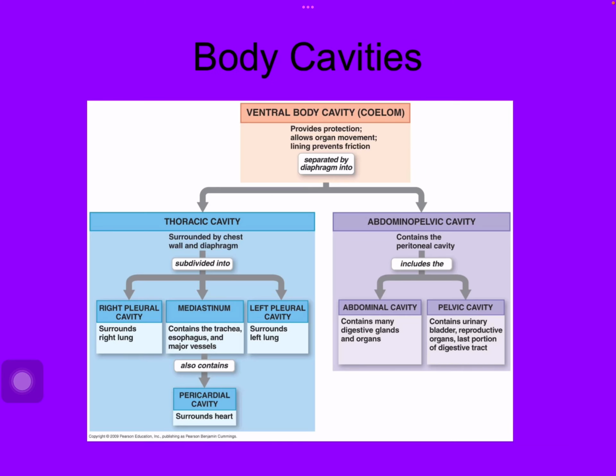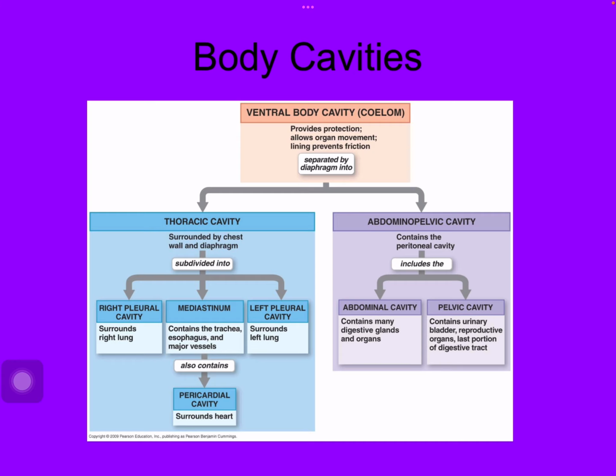These are the body cavities. What are the body cavities? Like the ventral body cavity, which is also known as coelom. It provides protection, allows organ movement, lines the organs, and prevents friction. It is separated by the diaphragm into the thoracic cavity and abdominopelvic cavity. The thoracic cavity is again divided into three: right pleural cavity, mediastinum, and left pleural cavity. The mediastinum also contains the pericardial cavity, which surrounds the heart.